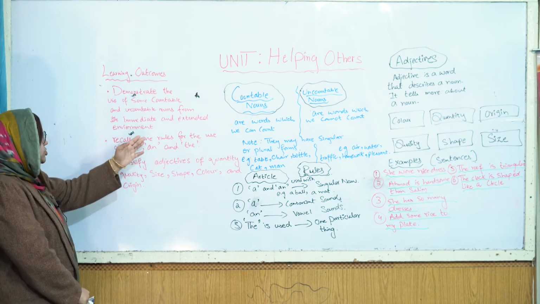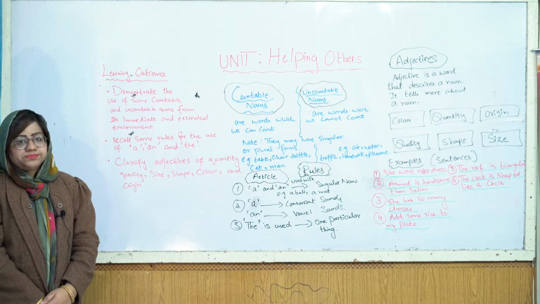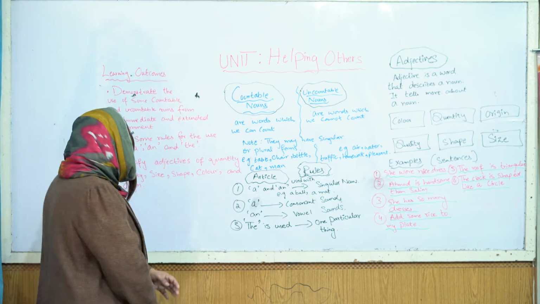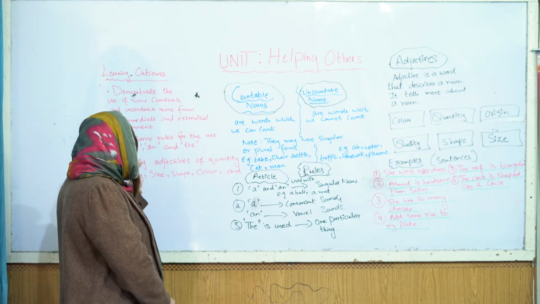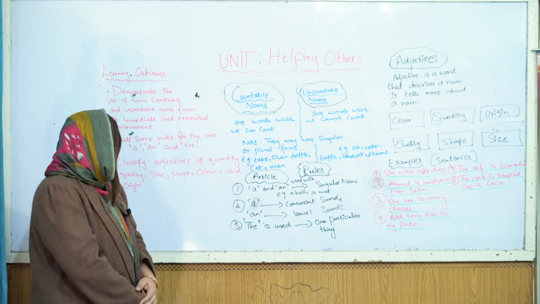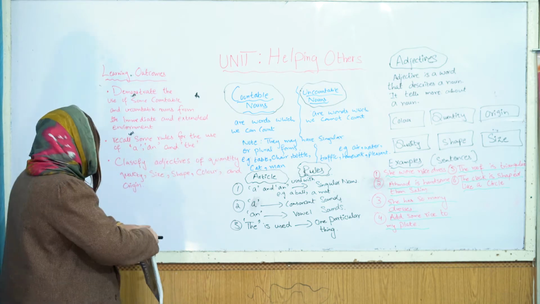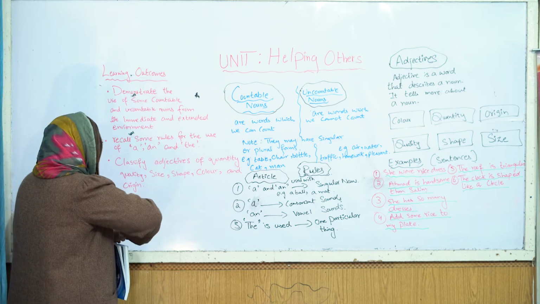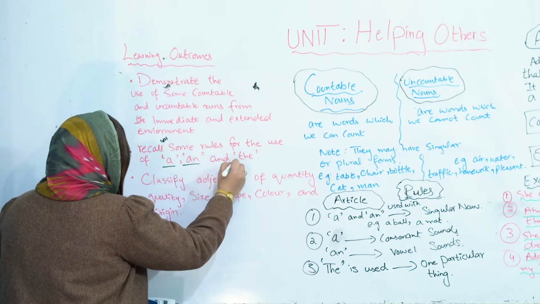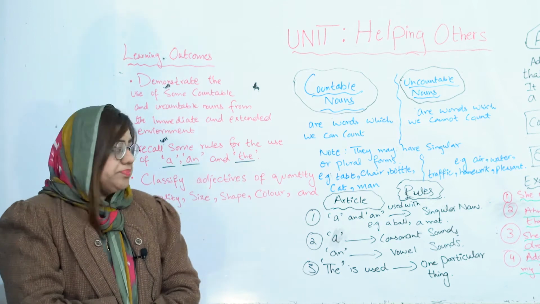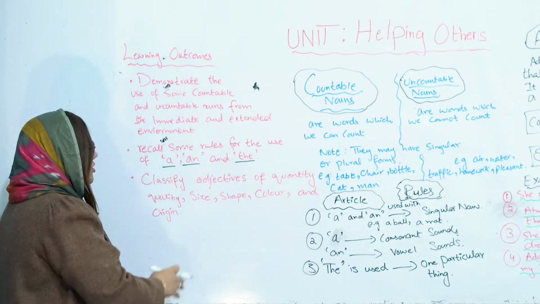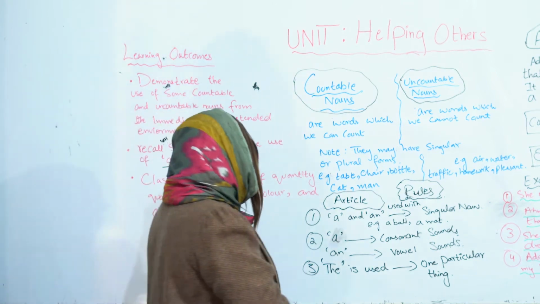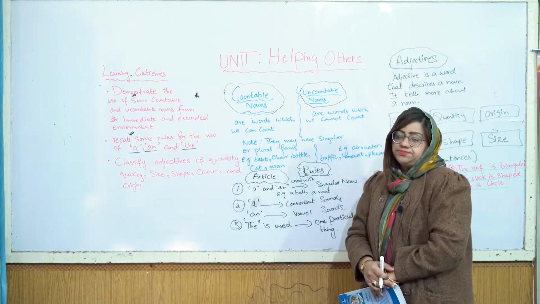Today we are going to discuss the demonstration of the use of some countable and uncountable nouns from the immediate and extended environment. Another learning outcome we need to achieve at the end of the lesson is to recall some rules for the use of a, an, and the. These are the three articles that need to be used in today's lesson. Classify adjectives of quantity, quality, size, shape, color, and origin.